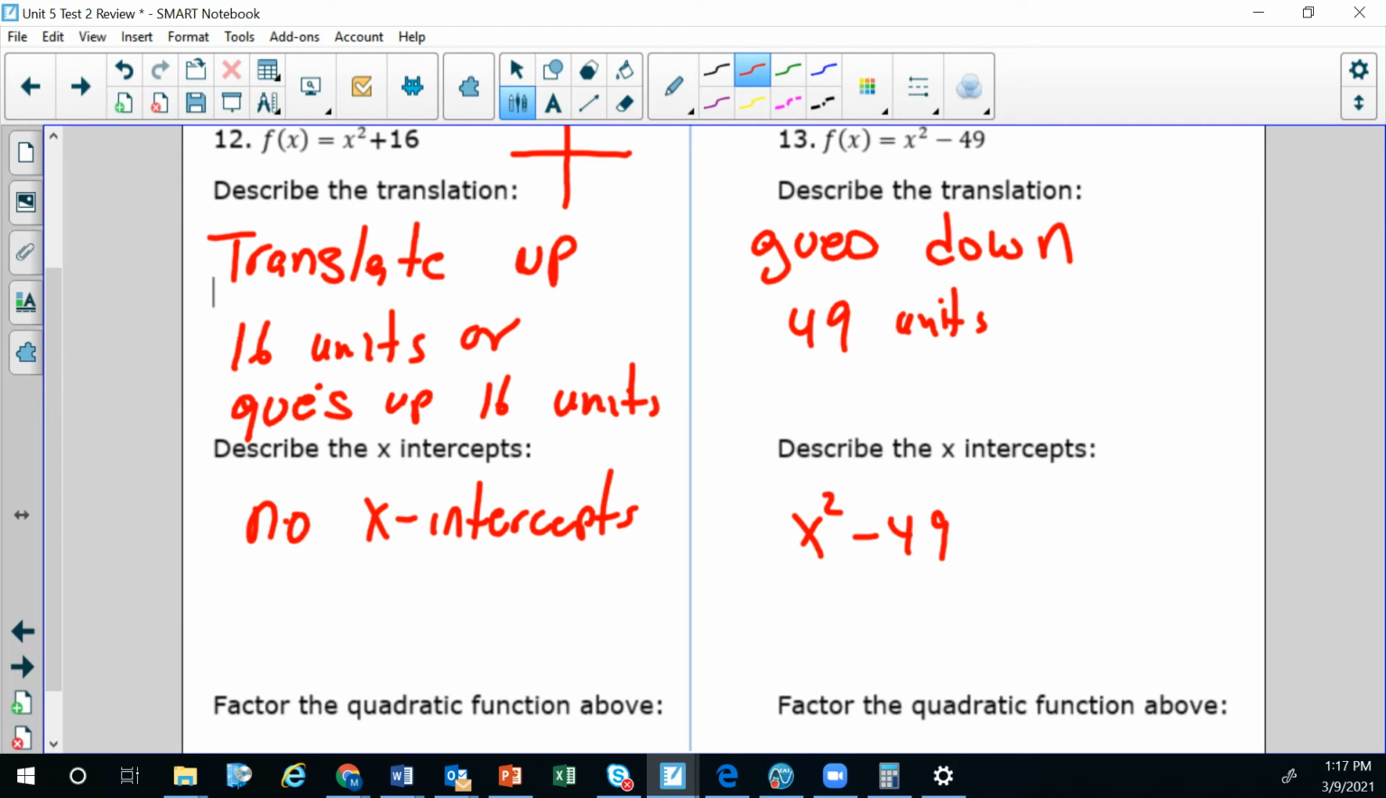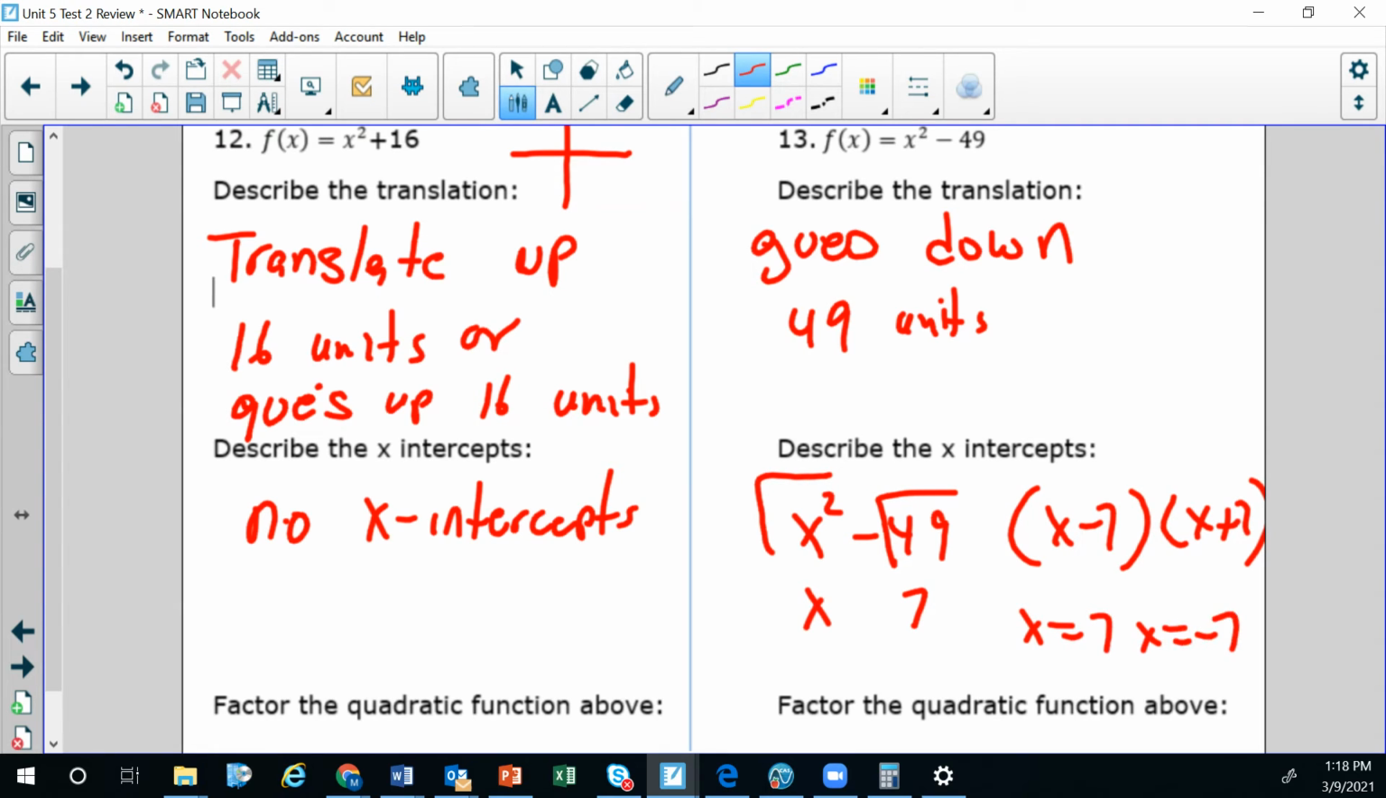You can use a calculator, plot the graph, and see where the graph crosses the x-axis. That's one way. Or you can do it algebraically by taking the square root of x squared and the square root of 49. This is x, and this is 7. And so that's going to give you x minus 7 and x plus 7. So you can get x equals 7 and x equals negative 7 as your x-intercepts. So that's one way of doing it, or you can punch it into the graph and look at where it crosses the x-axis. Okay.